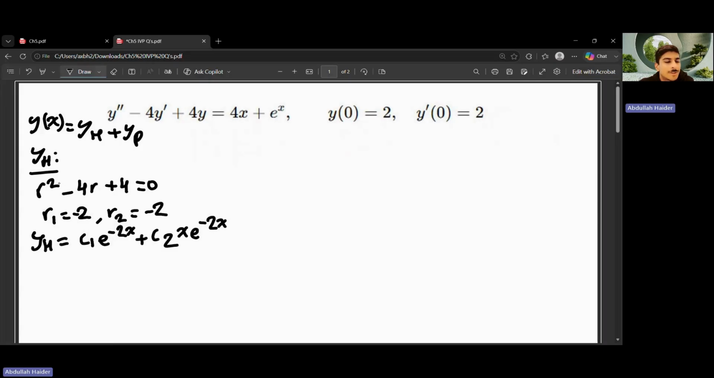So first of all, as always, we find the homogeneous solution to this equation. So we have this auxiliary equation r squared minus 4r plus 4. So these are repeated roots. So we have c1 y1 plus c2 y2, and y1 is e power r1x, and y2 is e power r2x. So we have c1 e power minus 2x, and since this is repeated, we have an x over here. So this is our homogeneous solution.